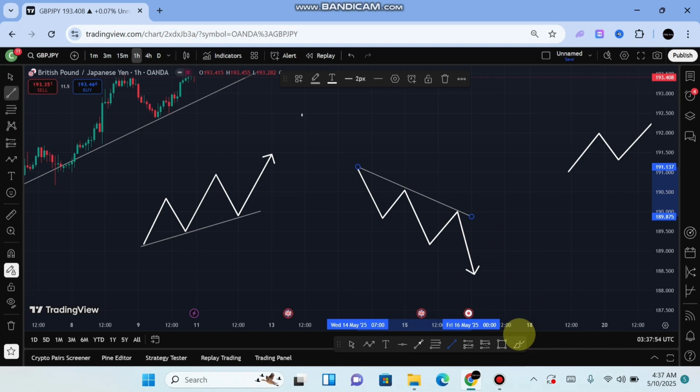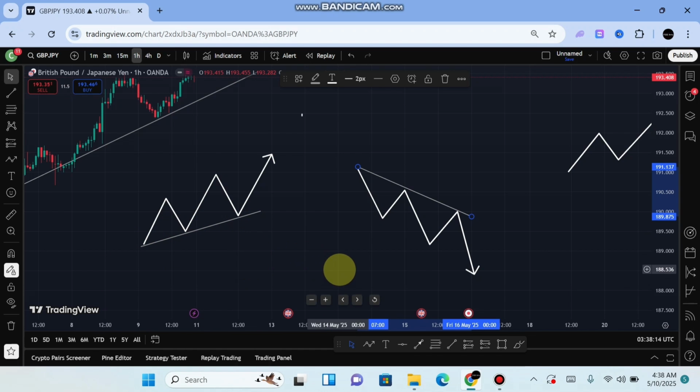When drawing trend lines, you should make sure that the trend line touches at least three points. One, two, three. If the trend line makes three touches, it shows that this is a very strong trend line.